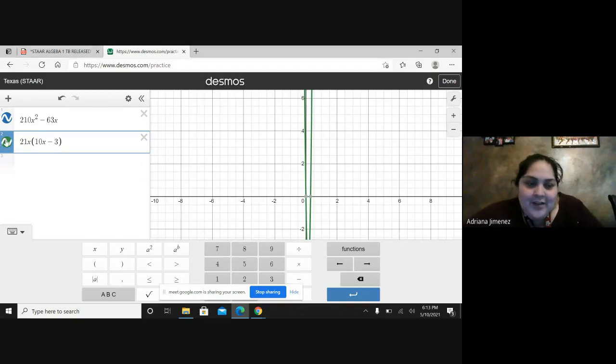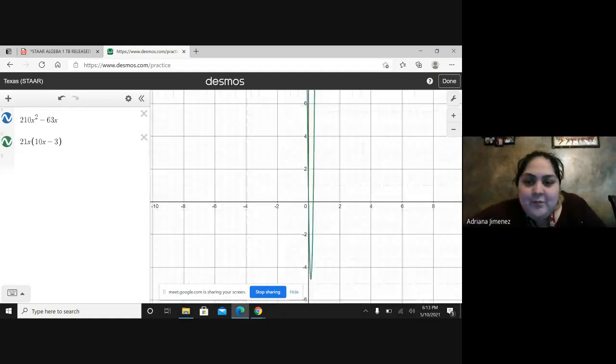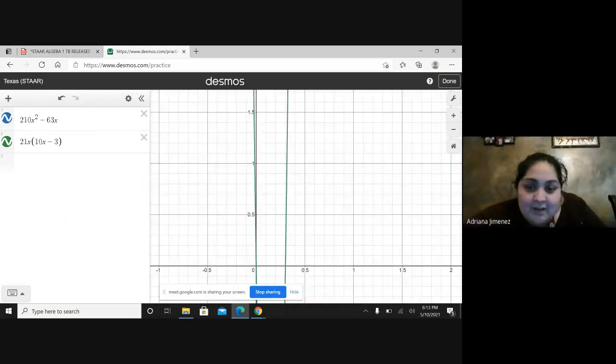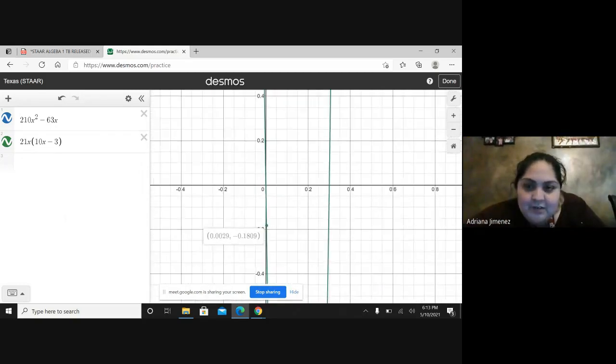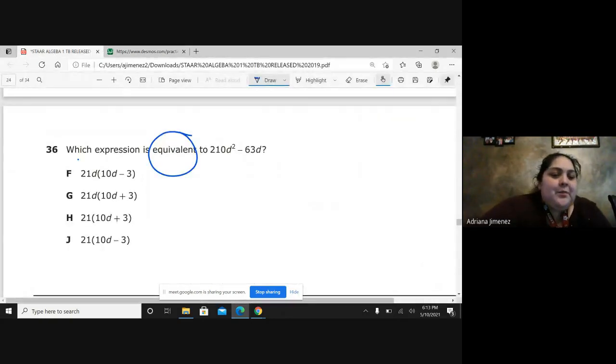Okay, let's see. I think these two match up. Let's zoom in just to make sure it matches up. And yeah, it matches up perfectly. So that is my answer. Just to make sure that they matched up perfectly.